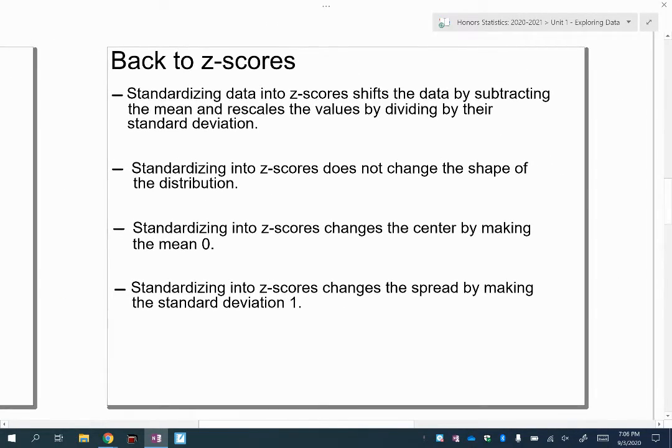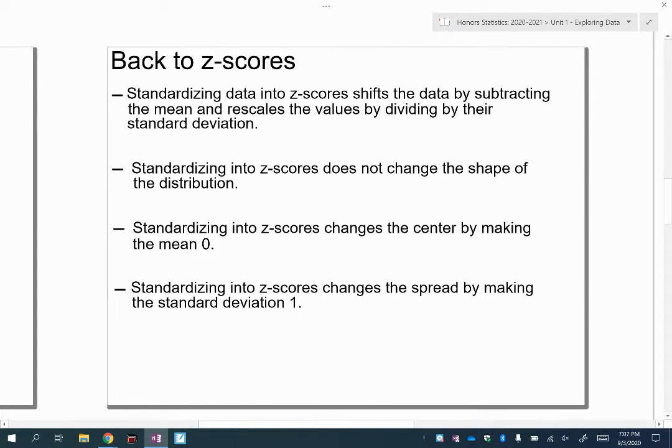Now, a couple more things about z-scores. The reason that we talked about shifting and then rescaling is because that's what you're doing in your standardization formula. When you do y minus y bar, you're taking your data value and shifting it by subtracting the mean, and then you're dividing by the standard deviation, which is your rescaling. So that's why this happens in this chapter. If you were to standardize all of your data values and make a histogram with those z-scores, you're not actually going to change the shape of the distribution.